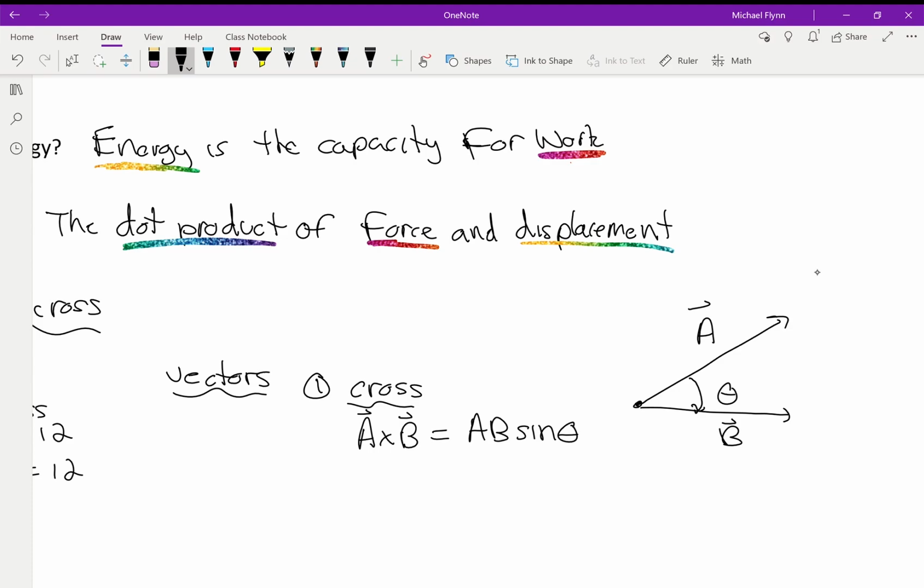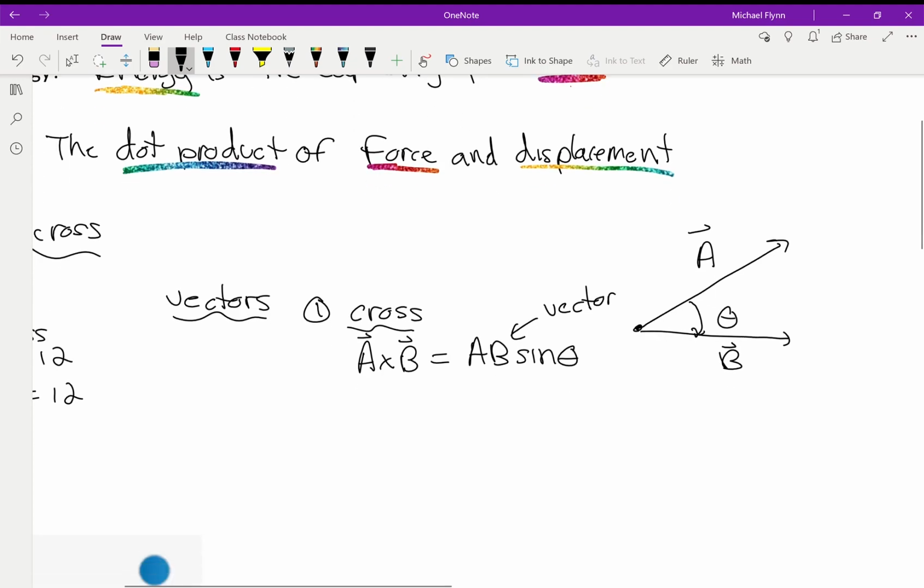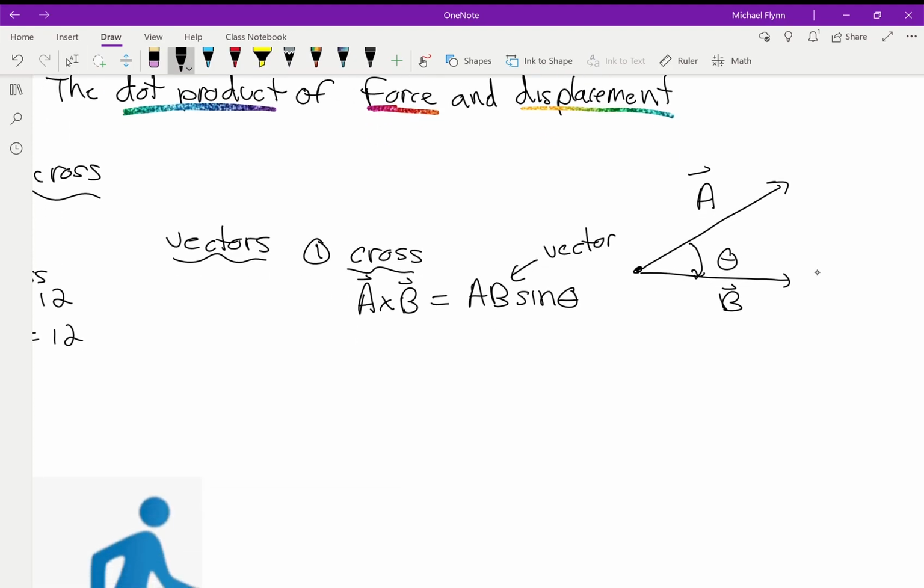Now, this result is a vector, and you use what's called the right-hand rule, so the result has to be perpendicular to both A and B, okay? It's complicated how you figure out the direction, but don't worry about it because that's not what work is, okay? Work is a dot product of two vectors. So what is the dot product?